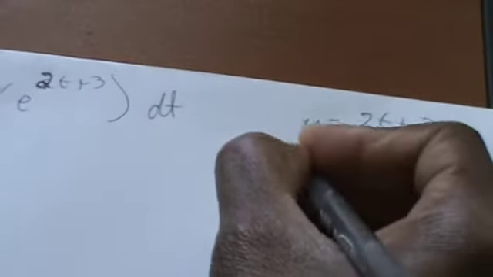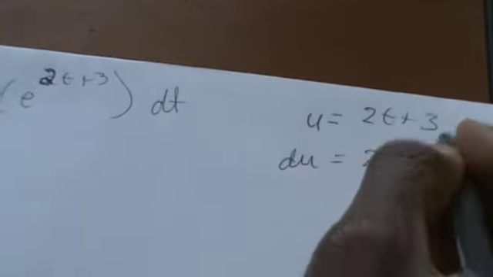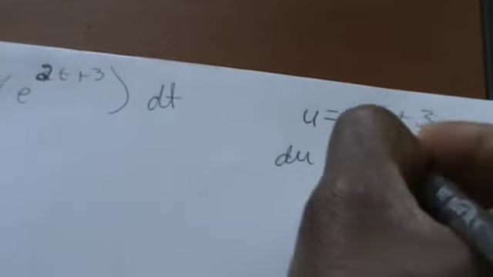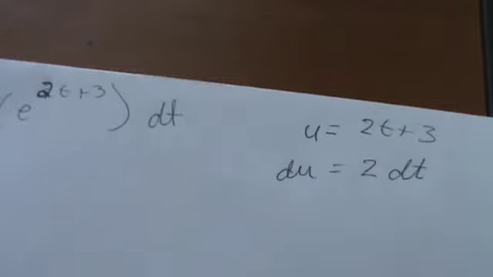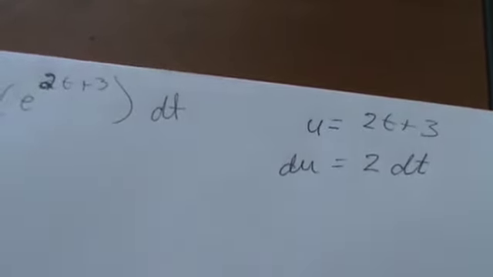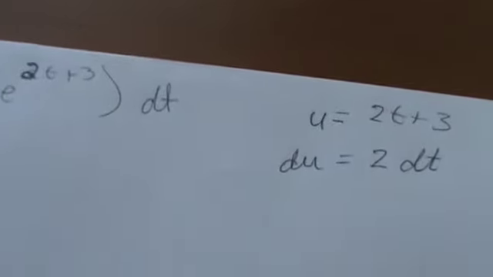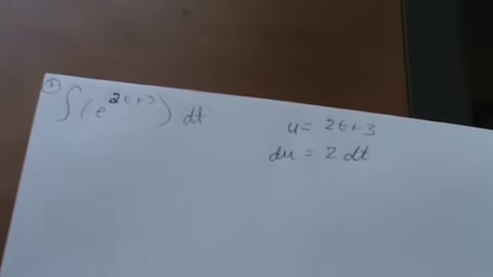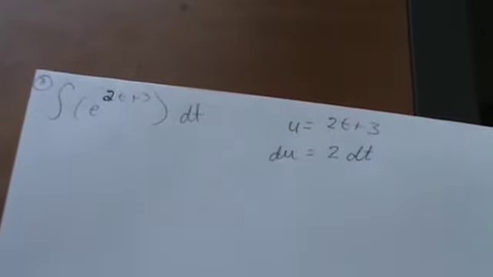So then my du equals 2. The derivative of 2t is 2, the derivative of 3 is 0, and then we have to acknowledge dt. Now, one of the things that you have to keep in mind is that the numbers don't matter. You just have to have the variables 100% correct, not the numbers.